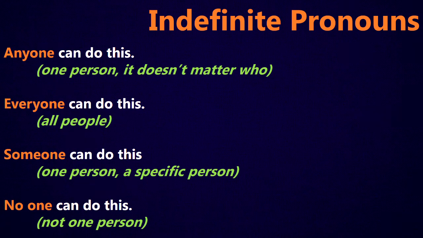So to explain the differences here, let's look at these sentences. Anyone can do this, everyone can do this, someone can do this, or no one can do this. So if I say anyone can do this, that means one person and it doesn't matter who. If I say everyone can do this, that means all of the people. If I say someone can do this, it means one person and it's a specific person. So the difference here between anyone and someone is that anyone is not specific. It doesn't matter who, and someone is at least one person, although we're not saying who. And no one can do this means it's not one person.